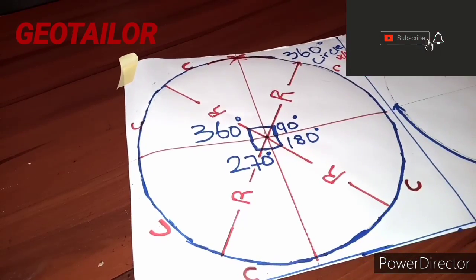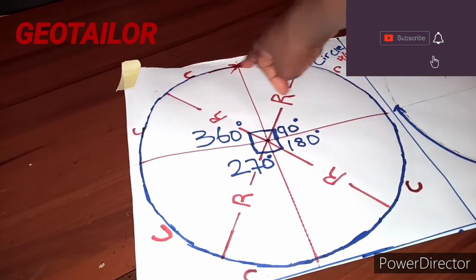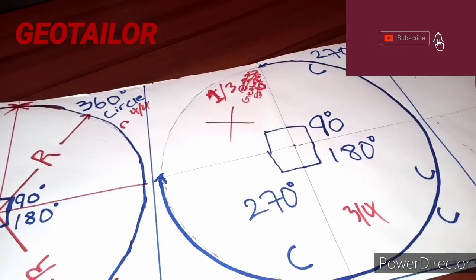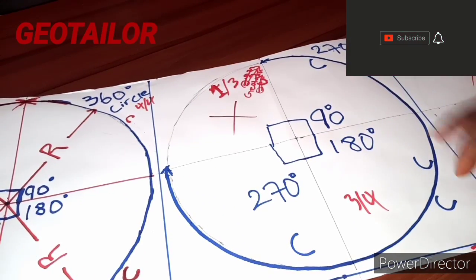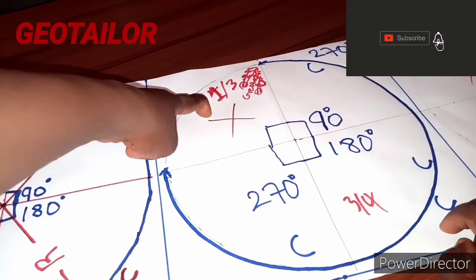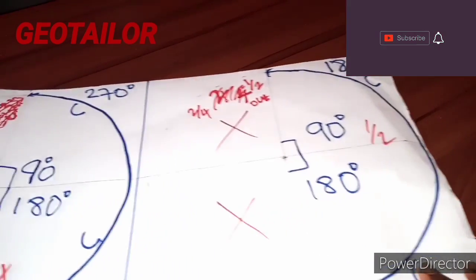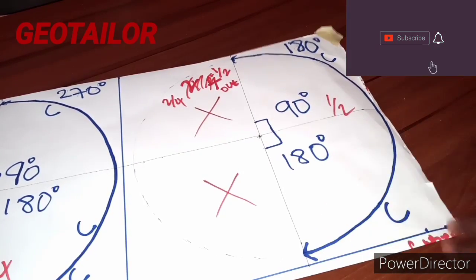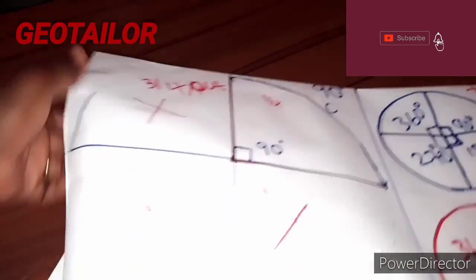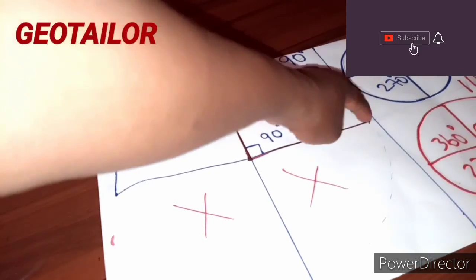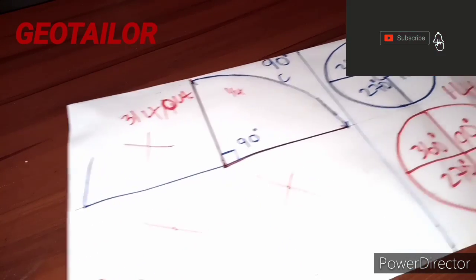The first one, which is a 360-degree circle, our circumference is going to cover a whole circle. The second one, which is the 270-degree circle, our circumference covers 3 quadrants out of the 4 quadrants in a circle. The next one, 180 degrees, our circumference covers half of the circle, and the fourth is 90 degrees, where our circumference covers quarter of the circle.